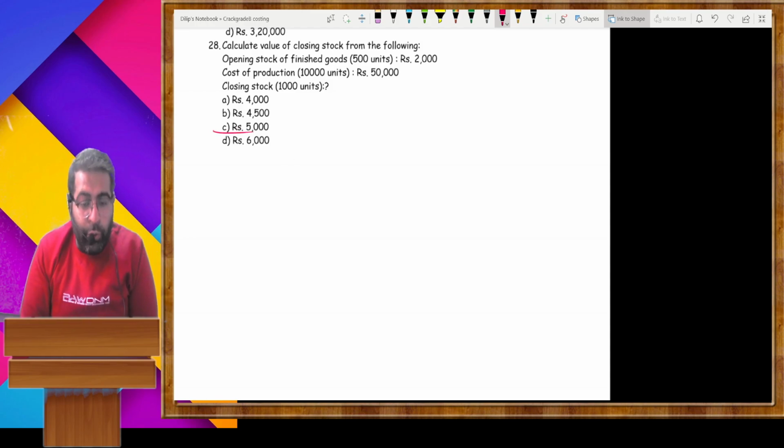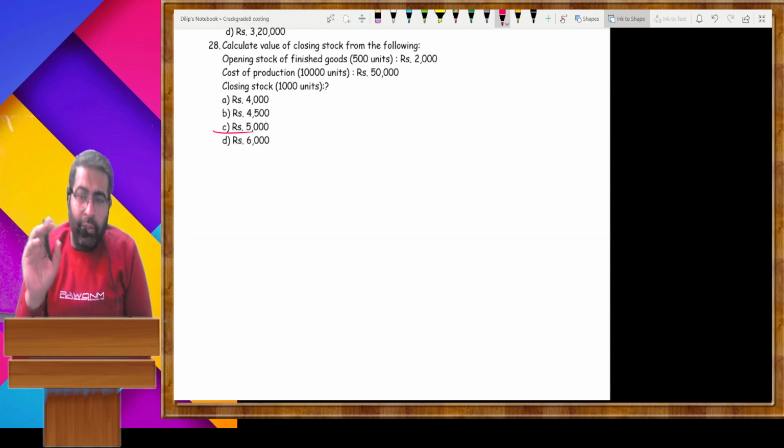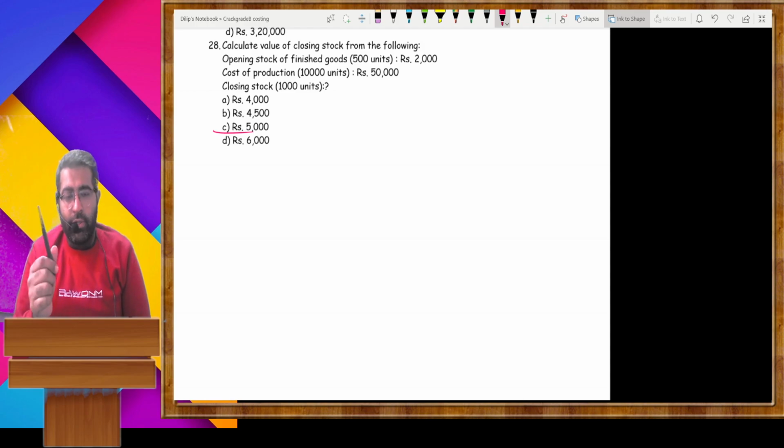Okay, students. So here we completed cost sheets totally, with lots of questions related to the cost sheet. In the next lecture, we will cover material cost. Thank you all.